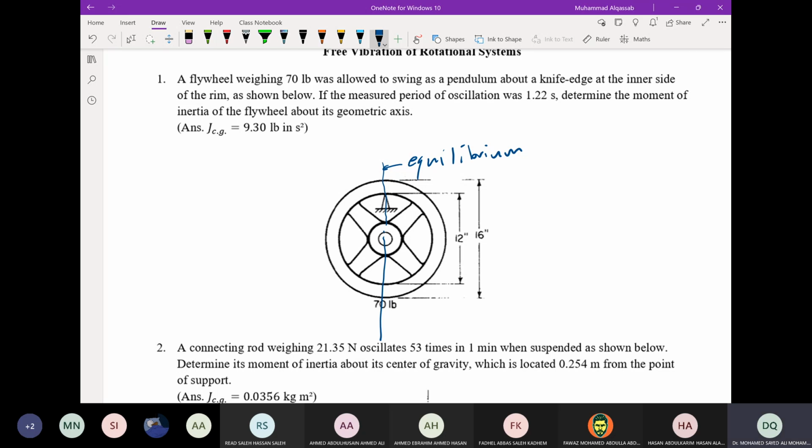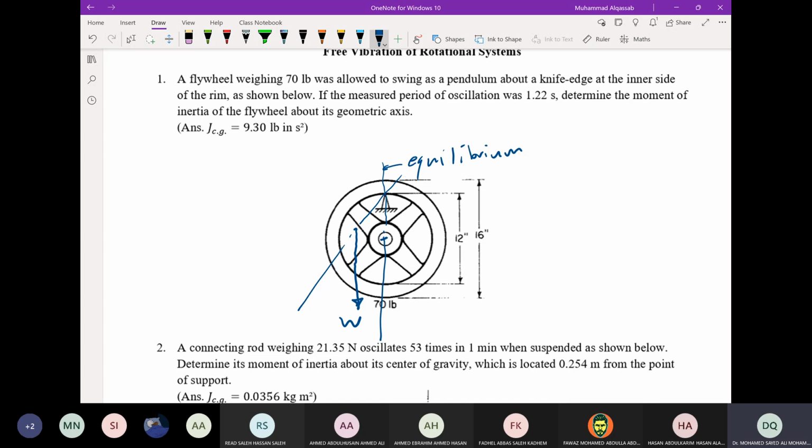So I'm going to draw only the center line. Imagine that the whole thing is rotating. So the center of gravity is moving to this point, let's say. So here is the weight, the value.